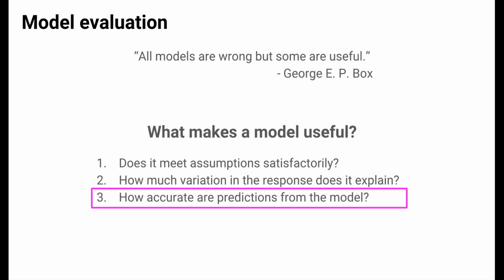Let's step back for a second and see where we are in answering our questions. We've looked at answers to the question, how much variation in the response does the model explain, with the ordinary and adjusted R-squared metrics. We'll finish this video by looking at a metric to answer the last question, how accurate are predictions from the model?